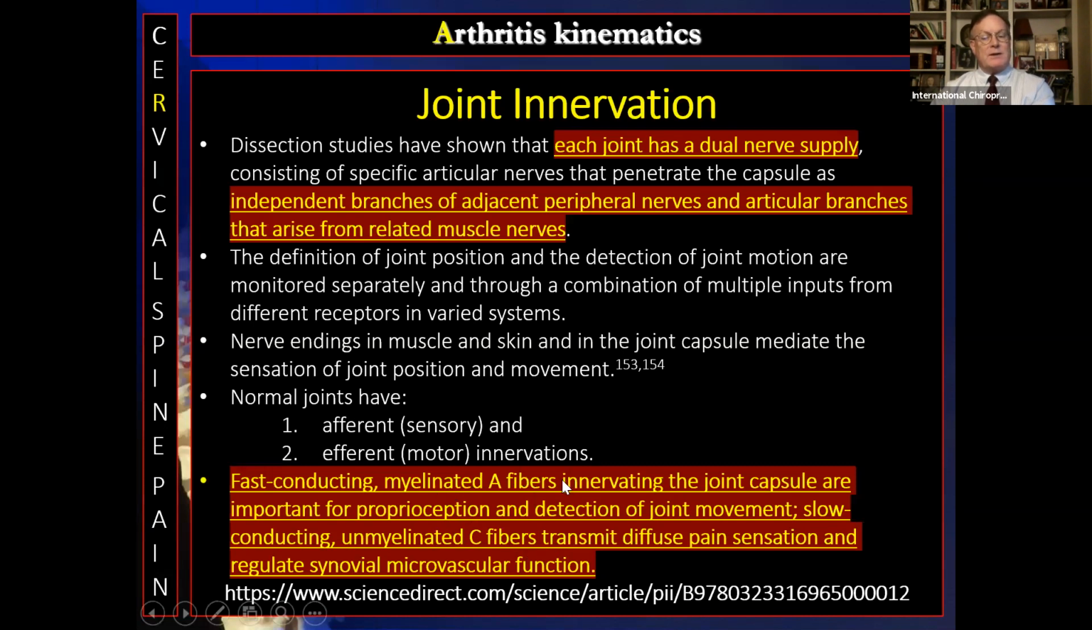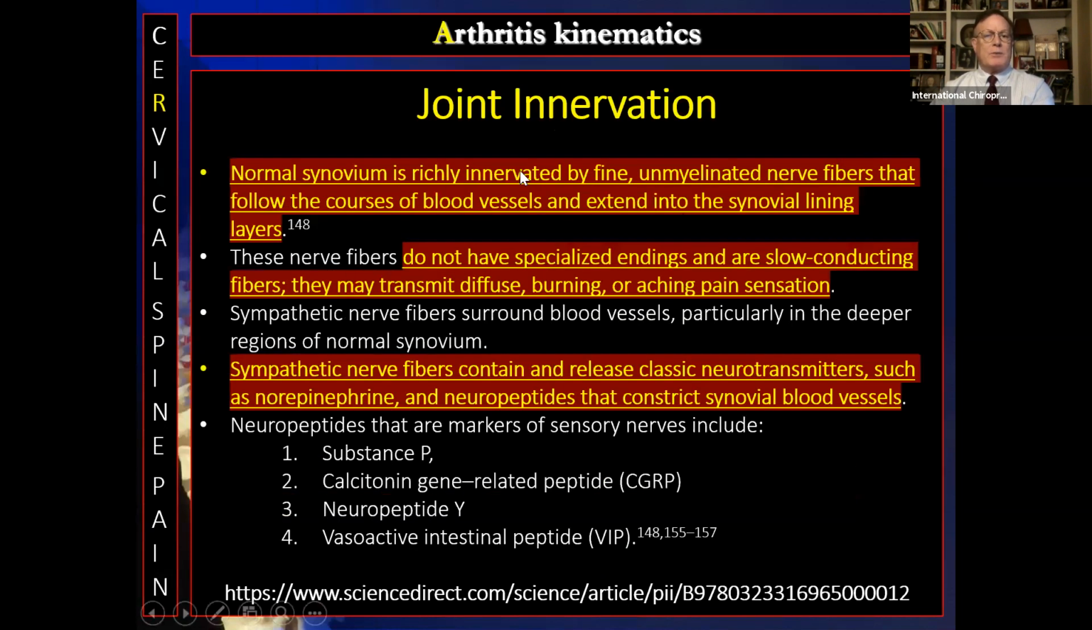The fast conducting fibers tend to be more immediate pain and heat and chemical toxicity for acute problems. And these unmyelinated slower C fibers transmit chronic neuropathic pain. And those are the ones that we're treating with our glucose injections. Normal synovium is richly innervated by the unmyelinated nerve fibers, and they follow the course of the blood vessels so that they create a neurovascular bundle into the synovial lining.